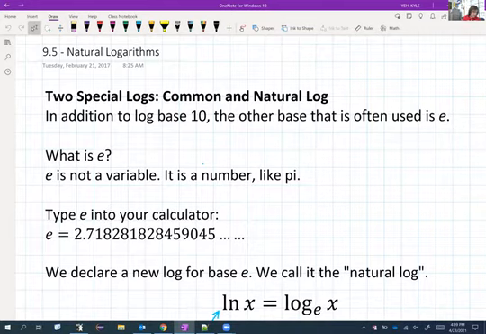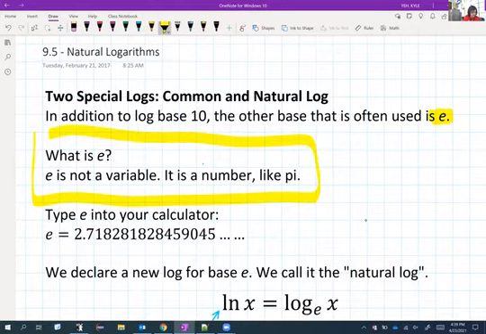Now, what is that base? The base of the natural log is E. And yeah, what is E? Well, you can see here, E is not a variable. It's kind of like pi in the sense that it's a symbol that refers to a very well-known number. I'll show you where it is on the calculator.